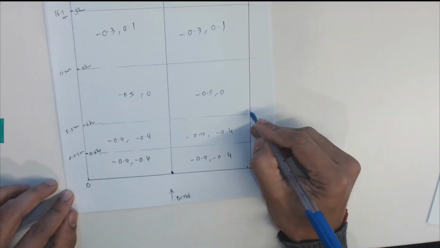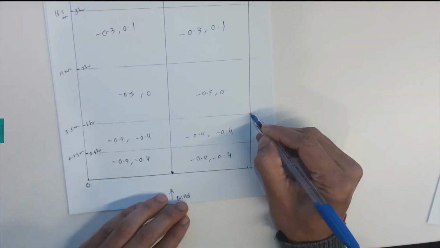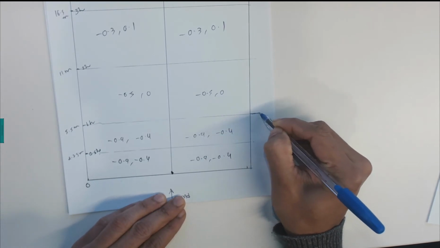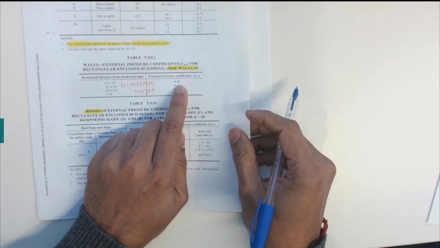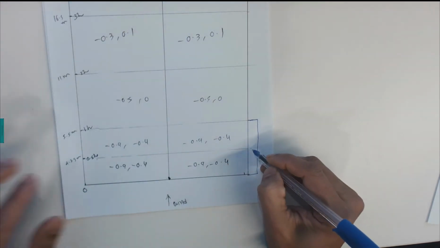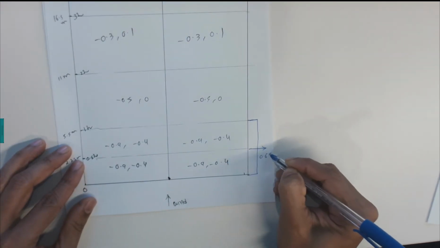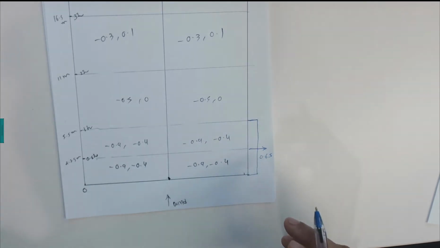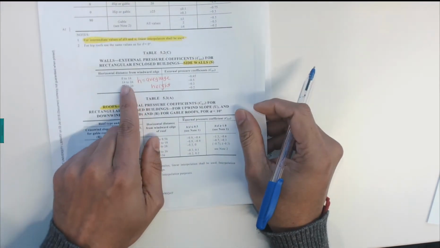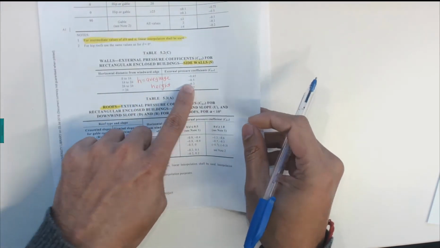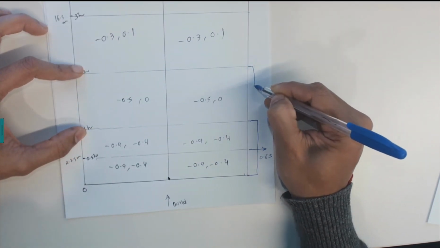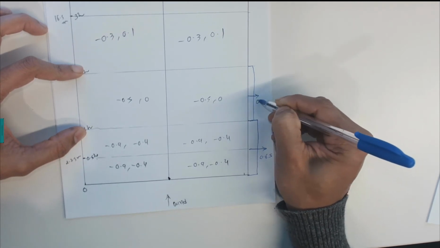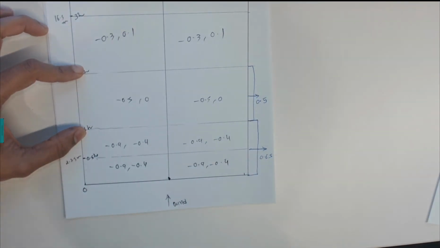So 0 to 1h is, let's say, from here to here. For 0 to 1h we have minus 0.65, so we are going to put it this way, 0.65. And then 1h to 2h is minus 0.5. The arrow coming out is a minus value, 0.5.